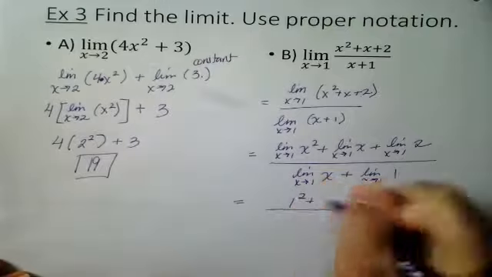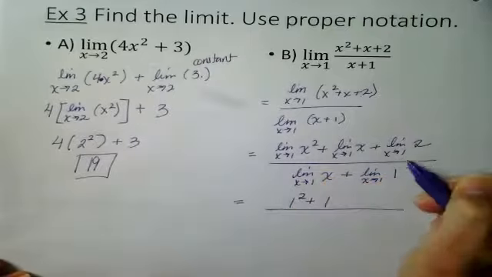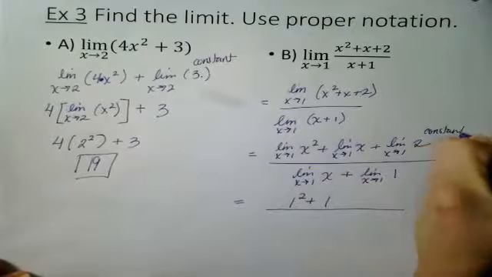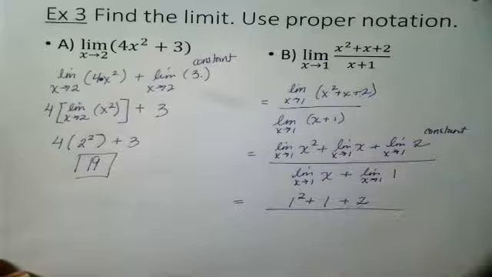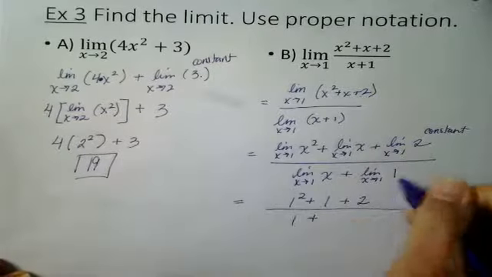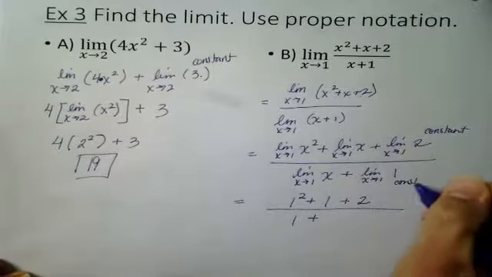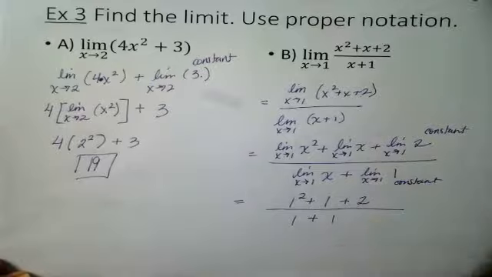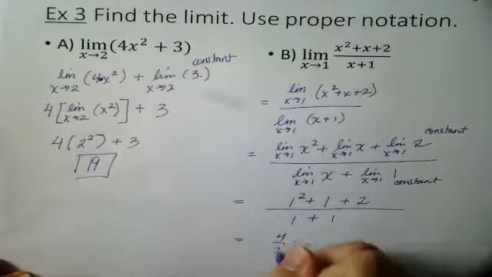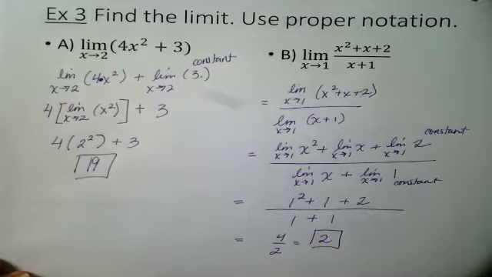So we'd have 1 squared plus 1. This is a constant function, so it's always just that value of 2. And same thing down here, plugging in the 1 and that constant function, unchanging. All right. 1 plus 1 plus 2 is 4, over 2, which is 2.